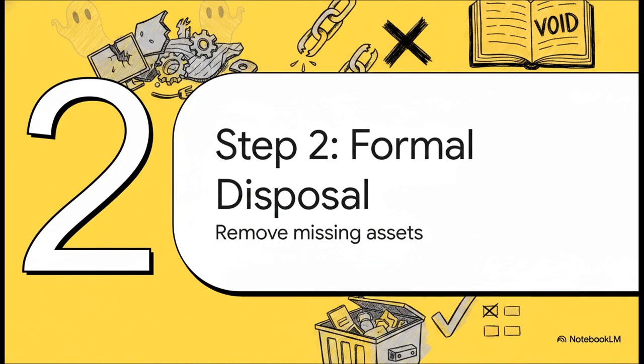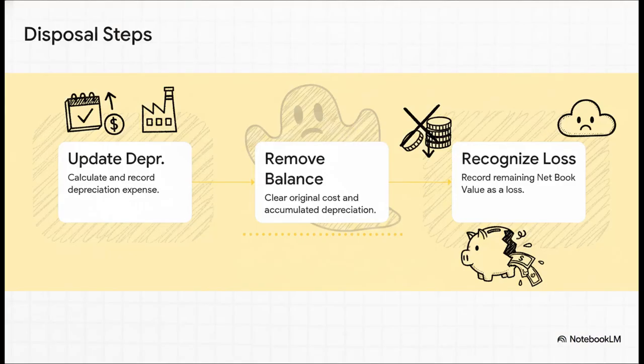Moving right along to step 2, the formal disposal process: removing the missing assets from the books. Once that intense investigation of yours is complete, you're probably going to find that a portion of those 20 ghost assets truly are just gone, scrapped, lost, or abandoned without authorization.